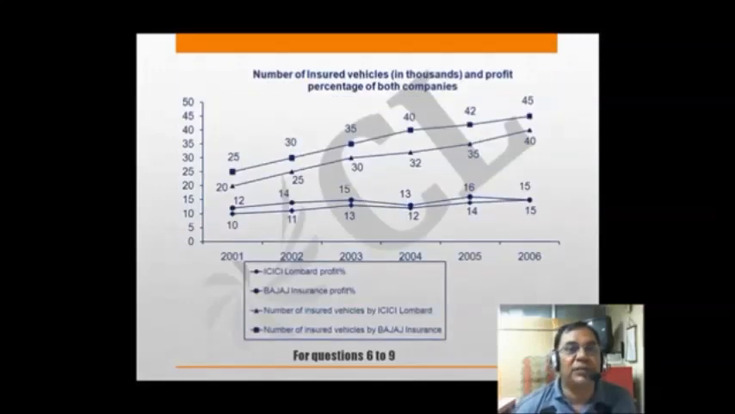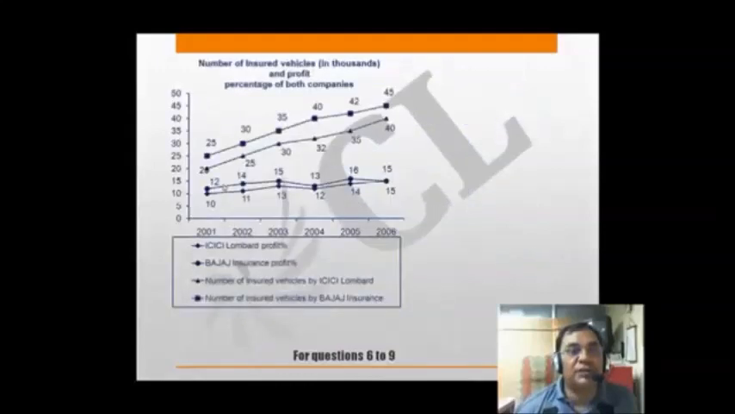Now we come to this number of insured vehicles, 1000, profit percentage. Okay, we are just checking ICICI. Every time we'll have to check this. ICICI Lombard profit percentage. So I can see this is ICICI. This is Bajaj. Then number of insured vehicles ICICI. So we can get Bajaj will have definitely much more revenue because they have more number of 4-wheelers and their number is also more. So now let's get down to questions.